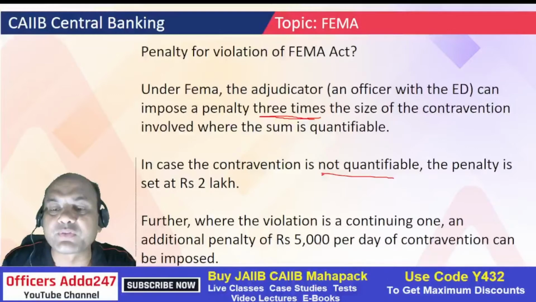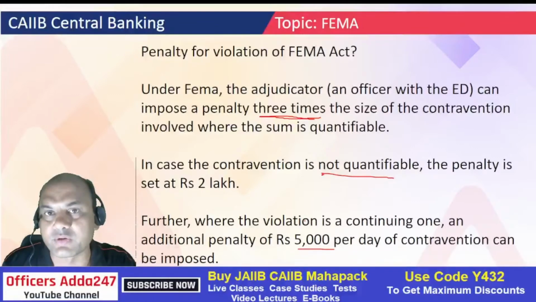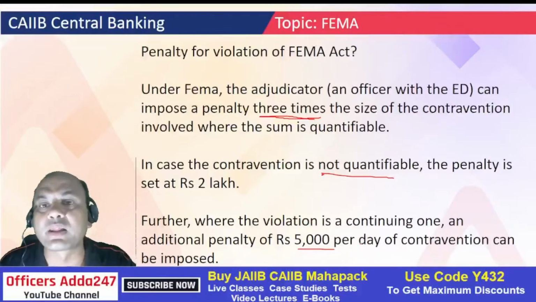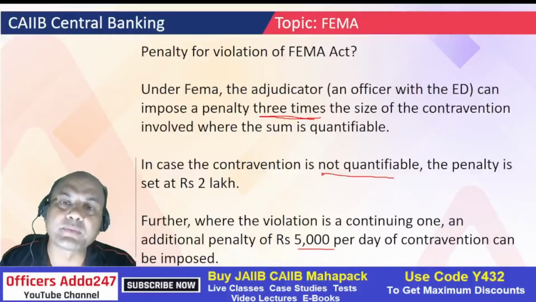an additional penalty of rupees 5,000 per day of the contravention can be imposed. Means if he is a regular offender, a serial offender we call it, right? For a serial offender, it is 5,000 per day of the contravention. Okay, so that was it about FEMA.